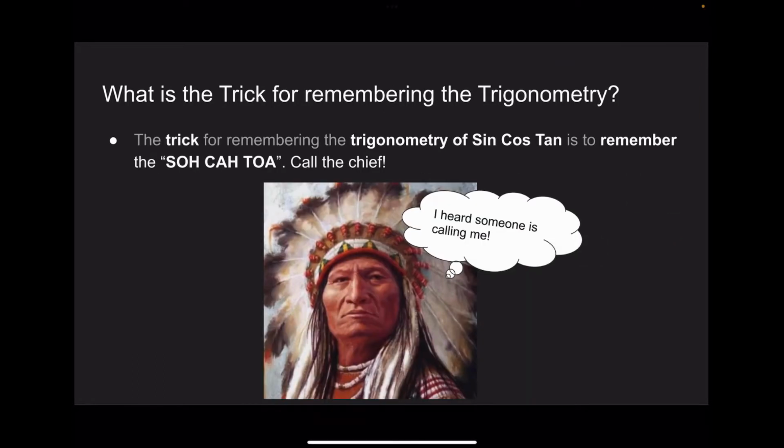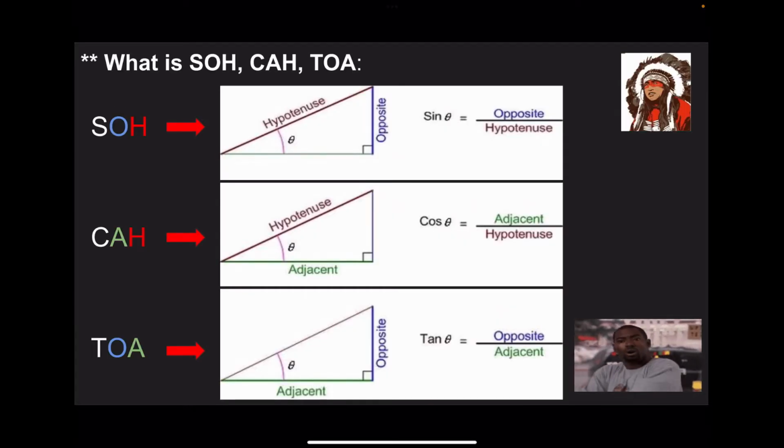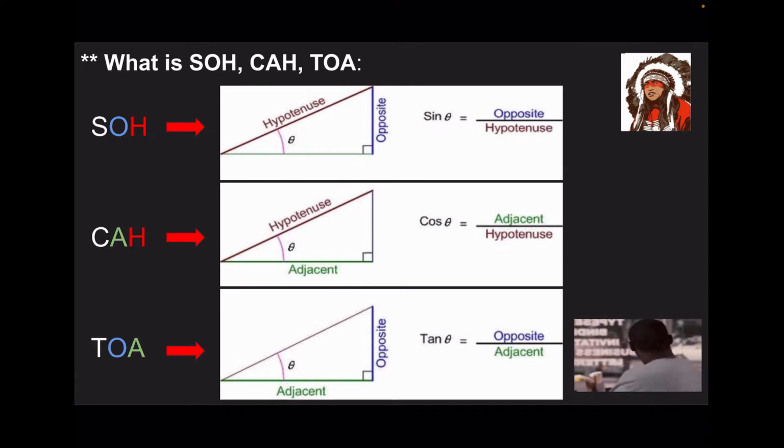What is the trick for remembering the trigonometry? The trick for remembering sine, cosine, and tangent is to remember SOHCAHTOA. What is SOHCAHTOA? SOH is sine theta equals opposite over the hypotenuse. CAH is cosine theta equals adjacent over the hypotenuse. And lastly, TOA is tangent theta equals opposite over the adjacent.